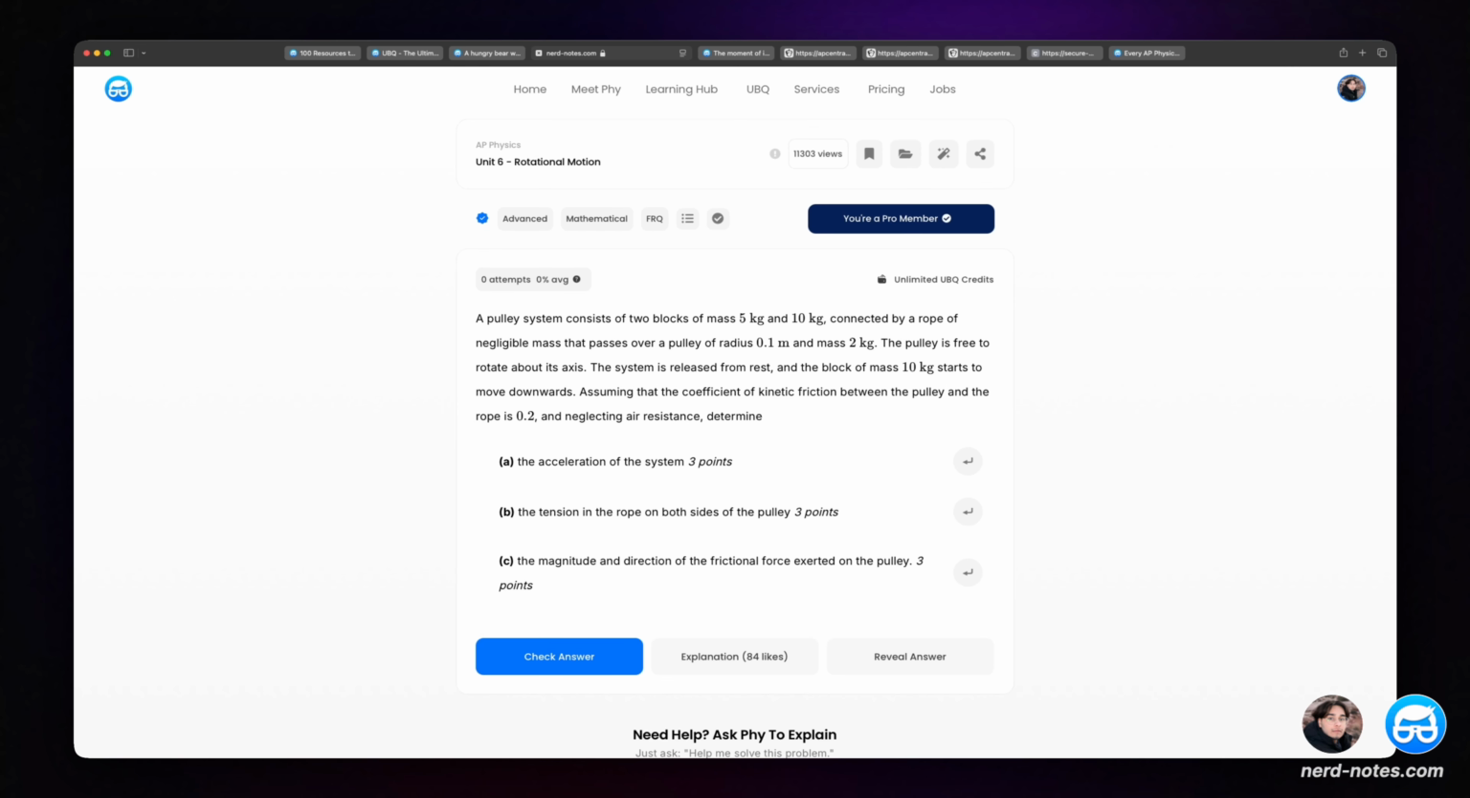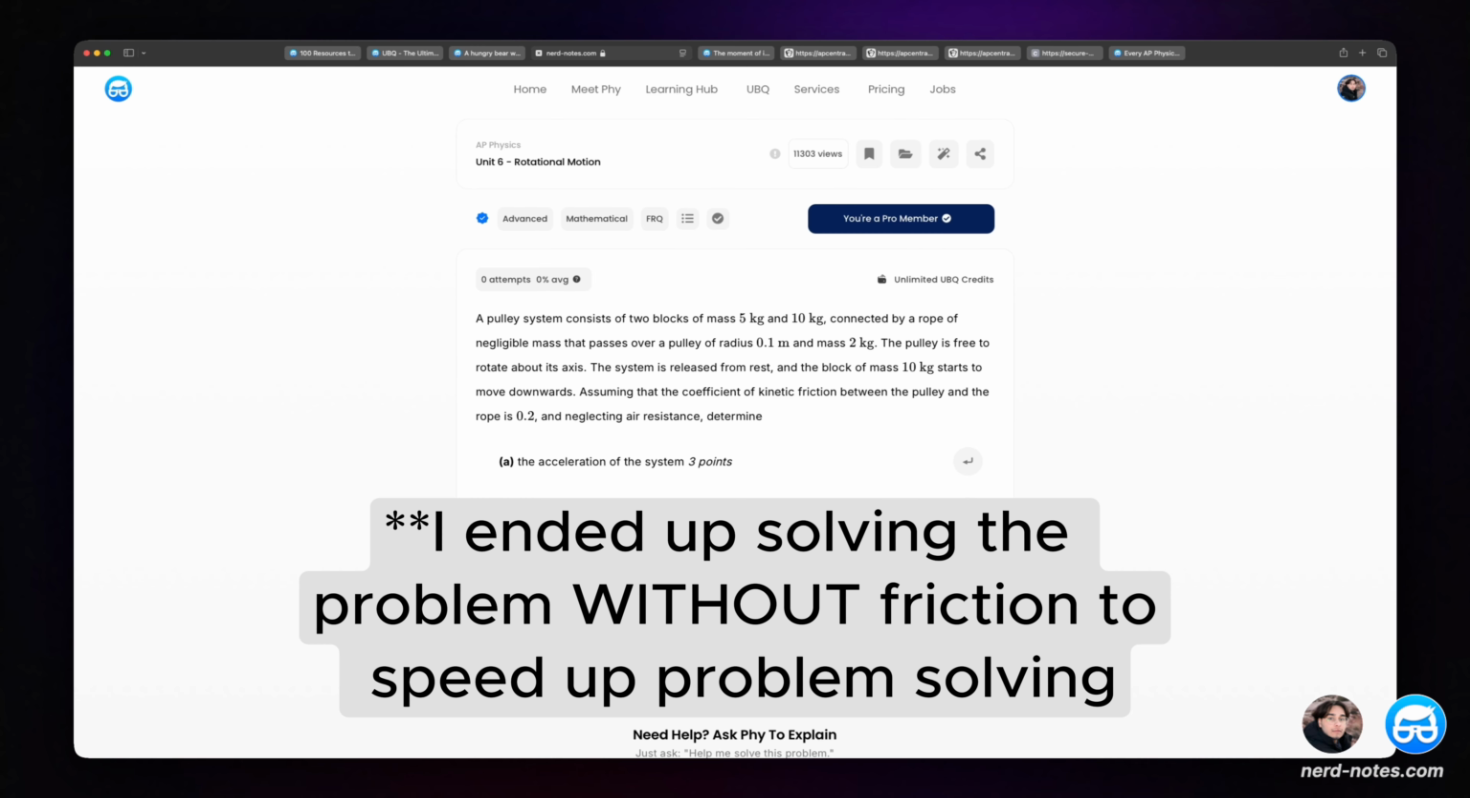All right, so this next problem is going to be a pulley problem. There's going to be two blocks, and it's connected via a rope over a pulley that has a radius of 0.1 and a mass of 2 kgs. Now, the problem doesn't state this, but usually pulleys are cylinders or discs, and so they have a rotational inertia of 1/2 mr squared. Now, again, if you're taking the AP exam or even if you're in an in-class test, they normally would tell you this. The pulley is free to rotate about the axis, the system is released from rest, and the block of mass 10 kg starts to move downwards. Assuming the coefficient of kinetic friction between the pulley and the rope is 0.2, determine the acceleration of the system.